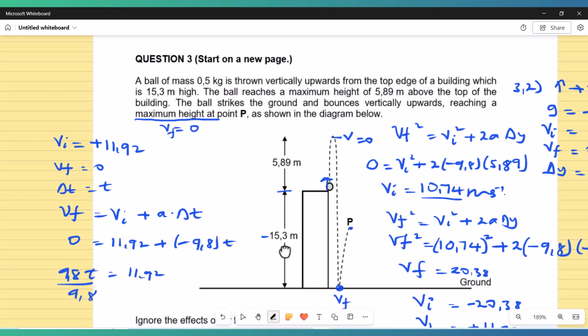11,92 divided by 9,8. That is my change in time. But because we don't know the charges yet, let us first find the charges Q1 and Q2. Now the force given here is Coulomb's force. The formula says that it gives us the force between charges 1 and 2 equals K times Q1 times Q2 over r squared.